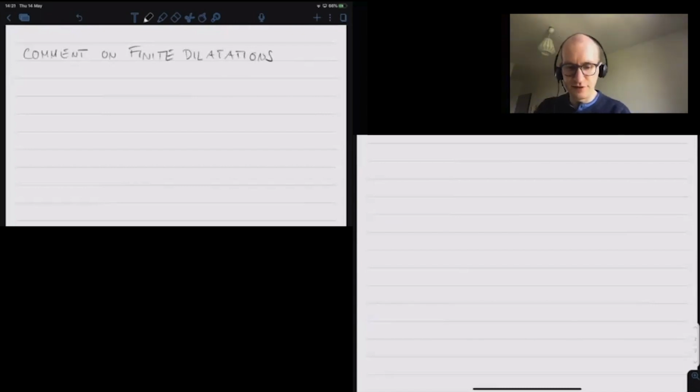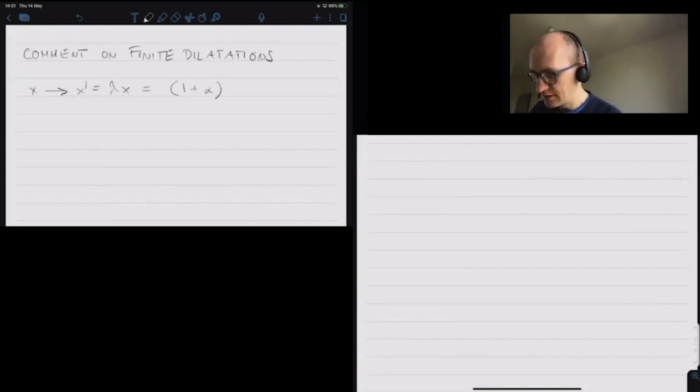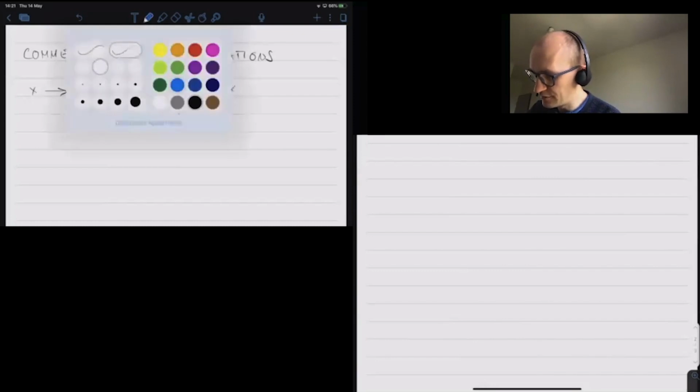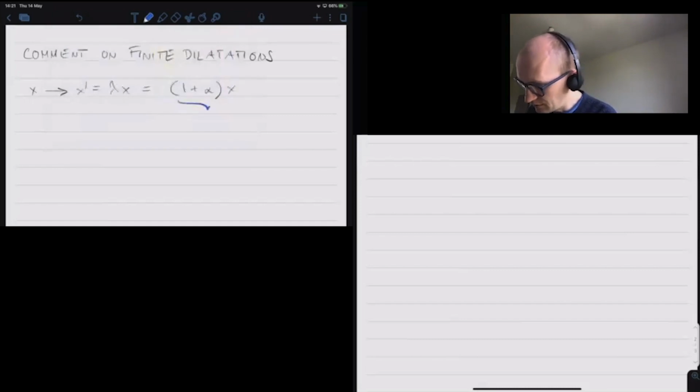So the transformation in a dilatation is basically this one. x goes to some rescaled coordinate x primed, which is given by rescaling the lengths, lambda times x. And of course, an infinitesimal dilatation we could write as 1 plus alpha, where alpha is small, times x. Here lambda is taken to be 1 plus alpha, obviously, with alpha very small.